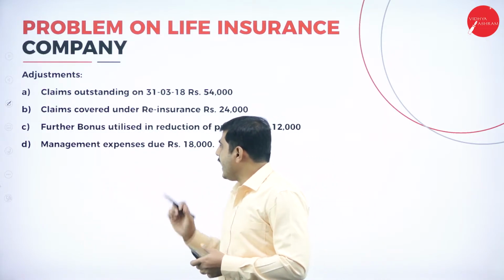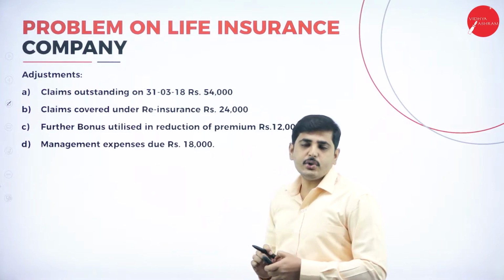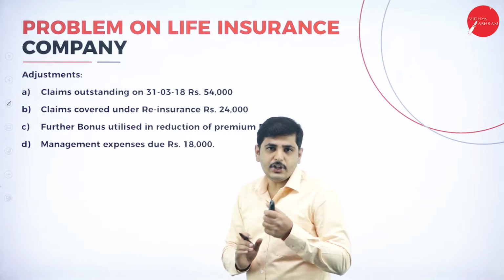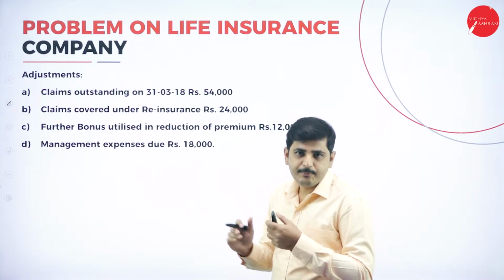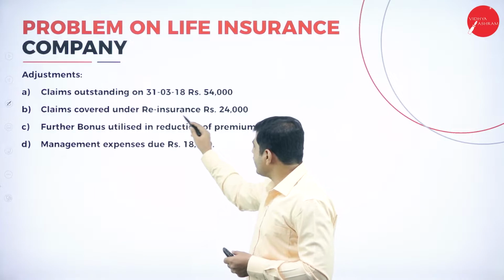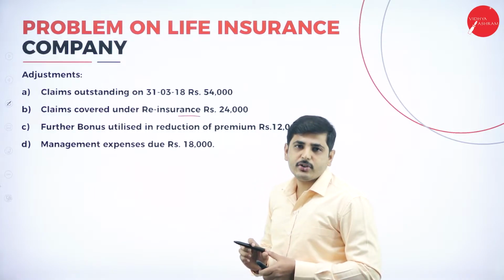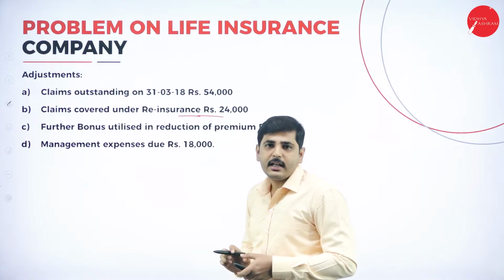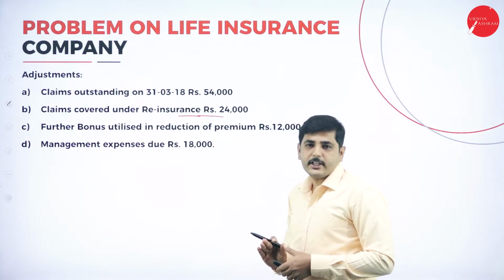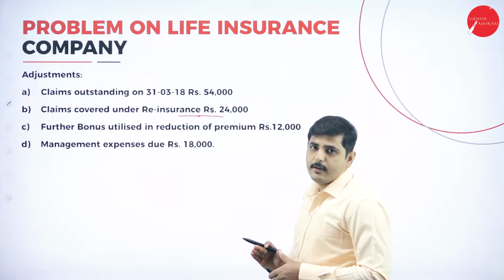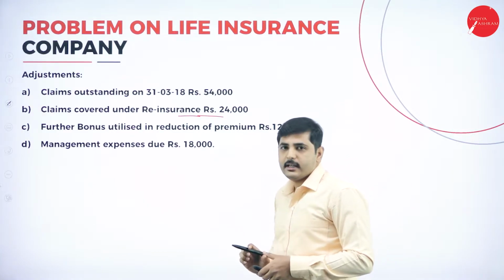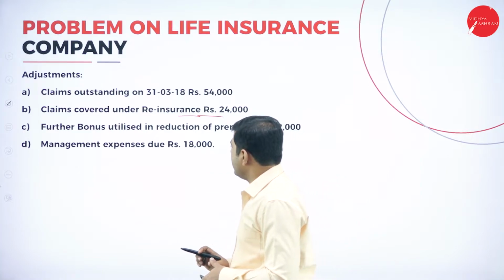Next one, claims covered under reinsurance. Where do we have to show claims covered under reinsurance? It is a reinsurance made with another company. We have to cover the reinsurance amount. So we have to show it as minus from the claims, and we have to show it in the current assets. We show it as minus from benefits paid, schedule number 4, minus from claims, and in the current assets, schedule number 12.